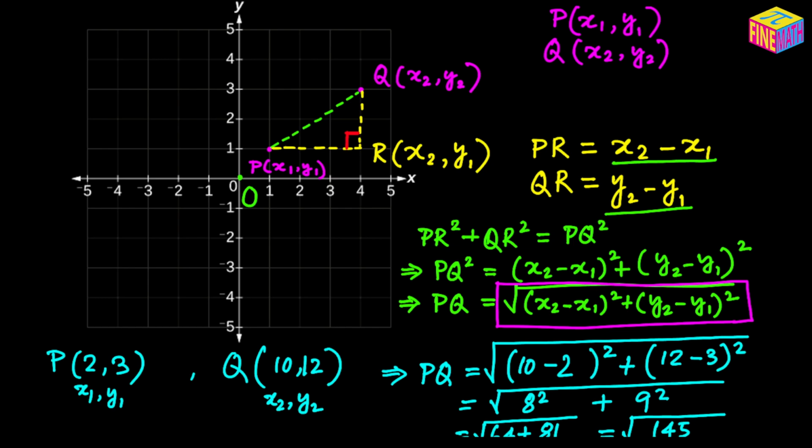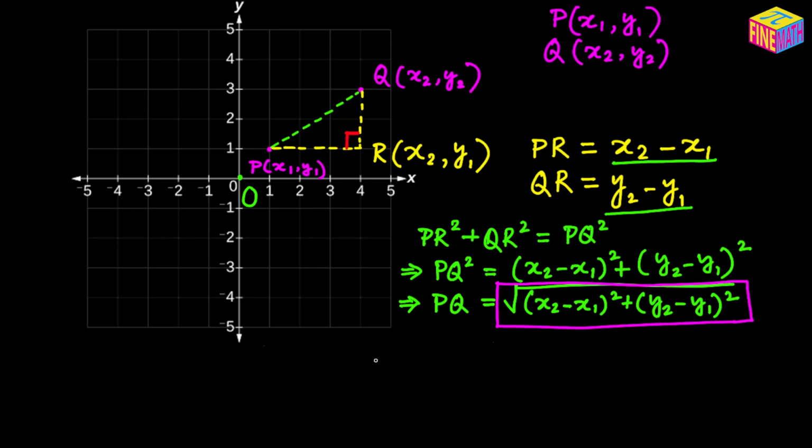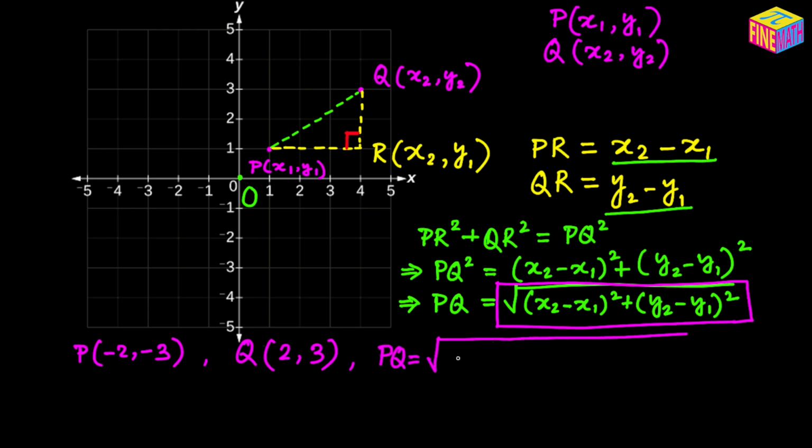Now let's take another example. In the second example we have P at, let's say, -2, -3, and Q at 2, 3, and we need to find the distance between them. From here we can say that PQ will be the square root of x sub 2 minus x sub 1. In this case, what is x sub 2? That is 2, and then minus what is x sub 1? That is -2. So you need to write it like this, and whole square of that.